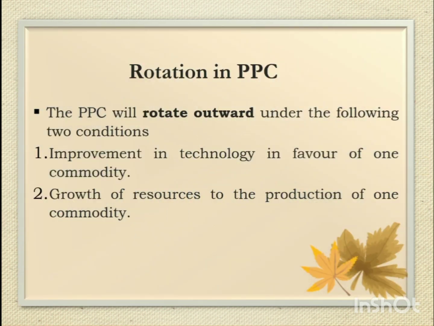Next, rotation in production possibility curve. The production possibility curve will rotate outward under two conditions. First, improvement in technology in favor of one commodity, and second, growth of resources for the production of one commodity.